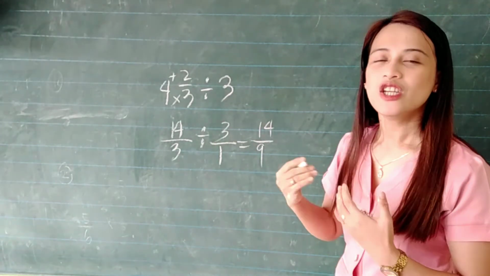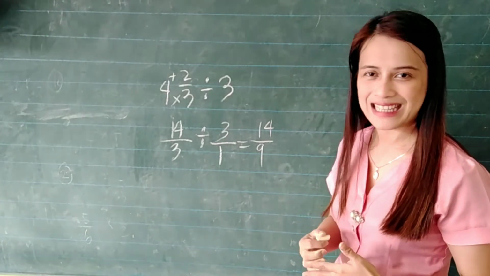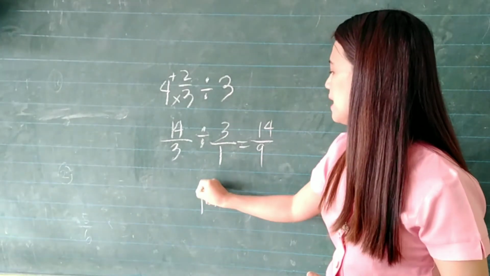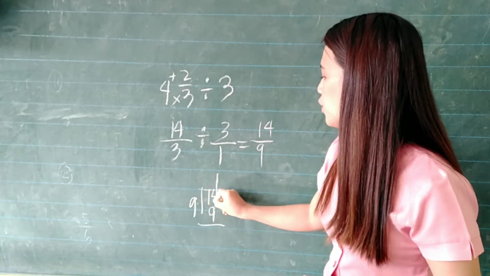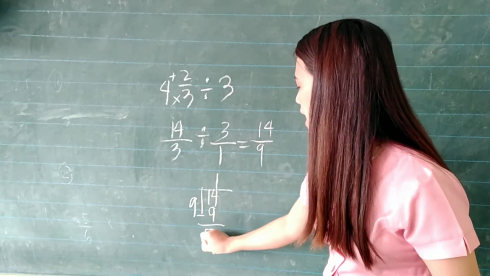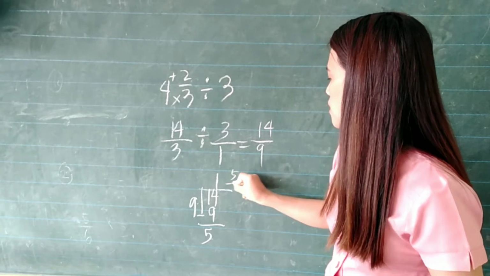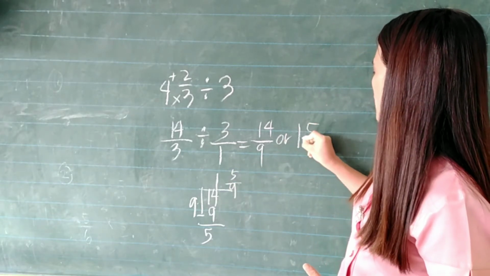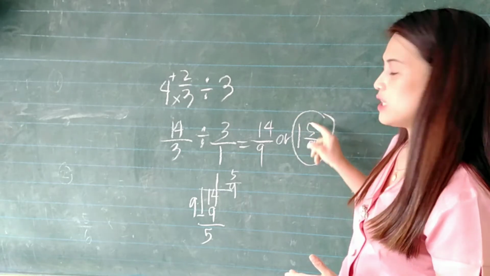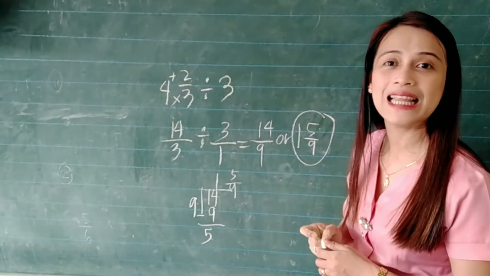Change it to mixed number by dividing. So, 14 divided by 9, 1. 1 times 9. 14 minus 9, 5. Copy si 5. Copy si 9. So, the final answer is 1 and 5 over 9. So, dili naman lowest term. So, this is not the final answer.